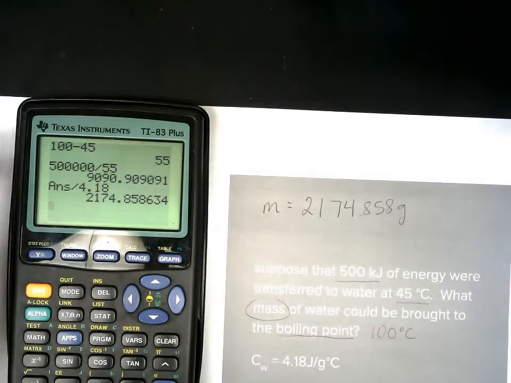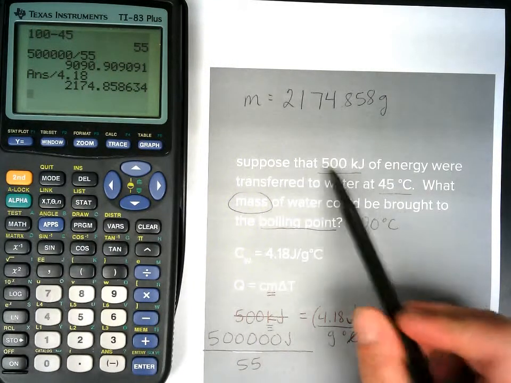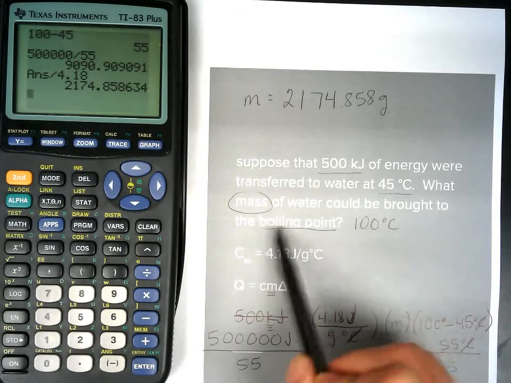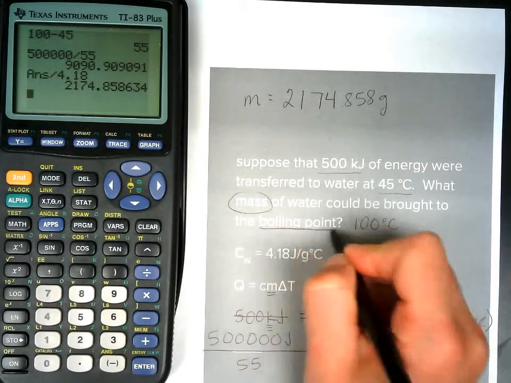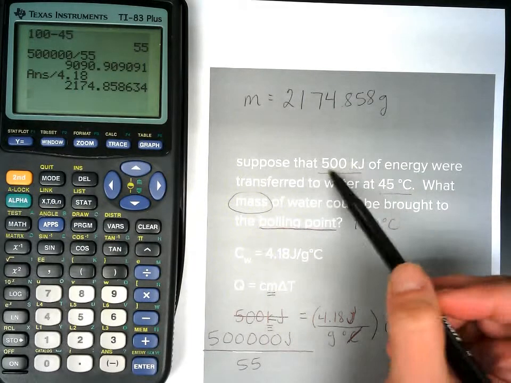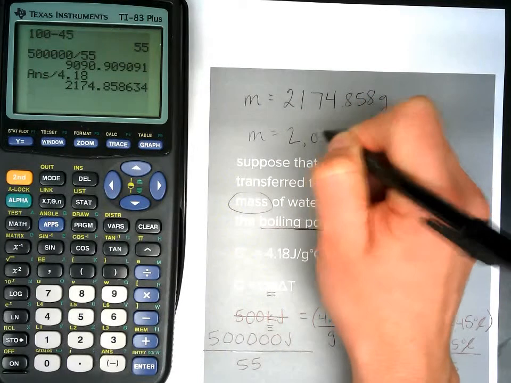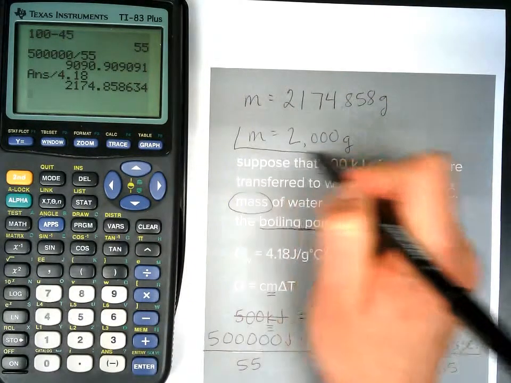grams. How many sig figs do I need? Let's see, I have one sig fig here, 2 sig figs here. Boiling point, we could say this has infinite sig figs because we know what the boiling point is. So let's round to 1 sig fig, so that would be 2,000 grams. There's my answer.